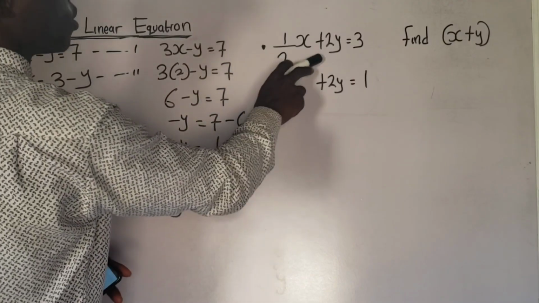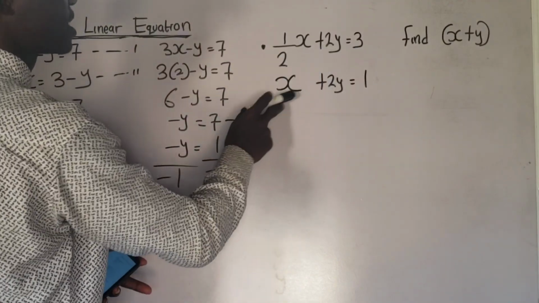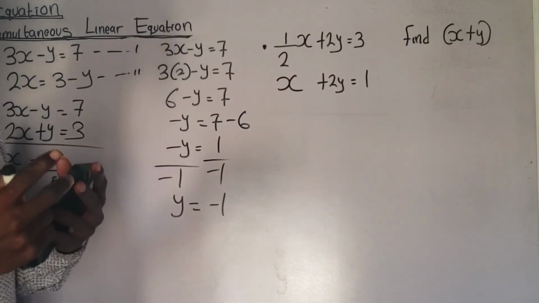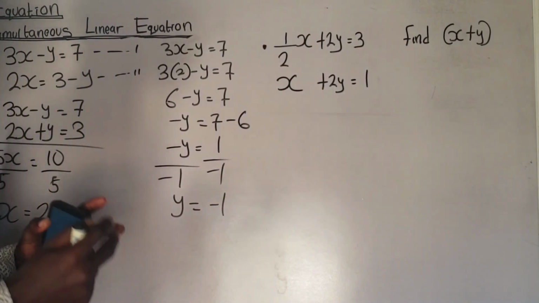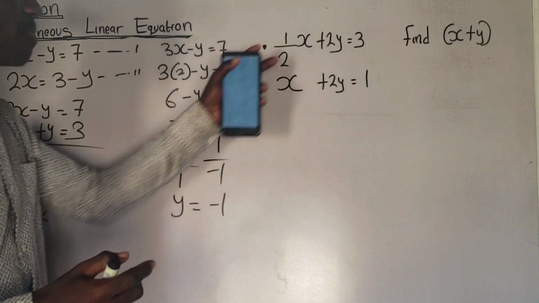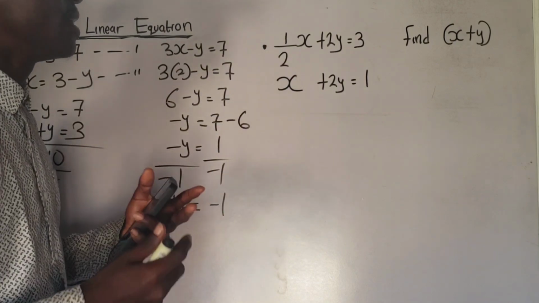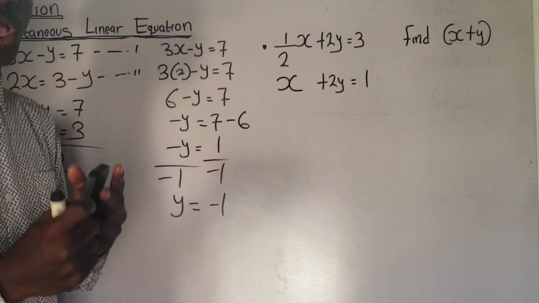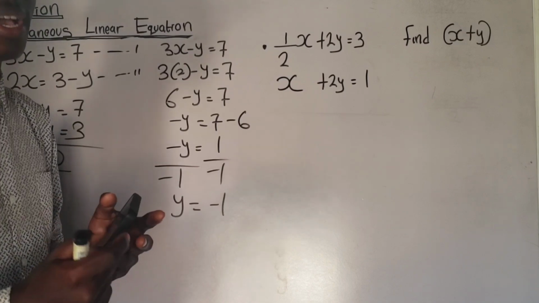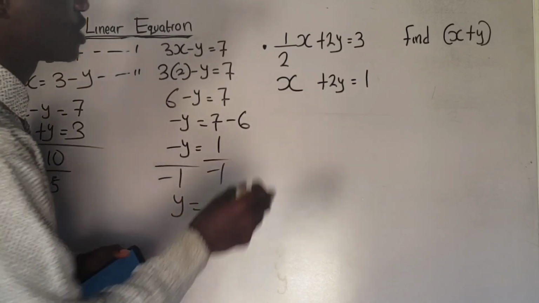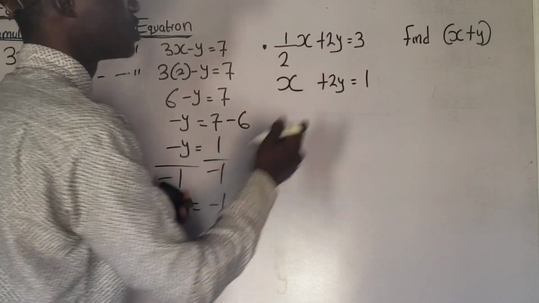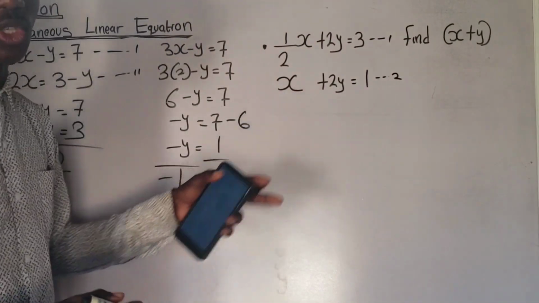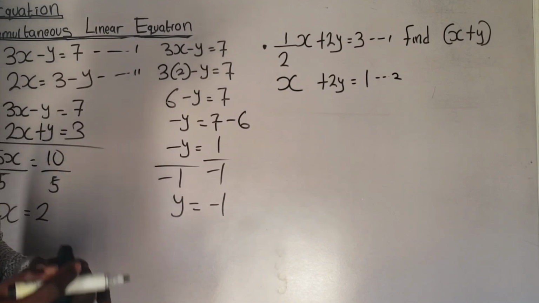Half of x plus 2y equals 3. x plus 2y equals 1. We are asked to find the value of x plus y. Looking at this simultaneous equation, you can see that we can easily eliminate y. The reason is because the coefficient of y is the same and they have the same sign. The coefficient of y in equation 1 is plus 2. The coefficient of y in equation 2 is also plus 2. In this case, I'm going to subtract.